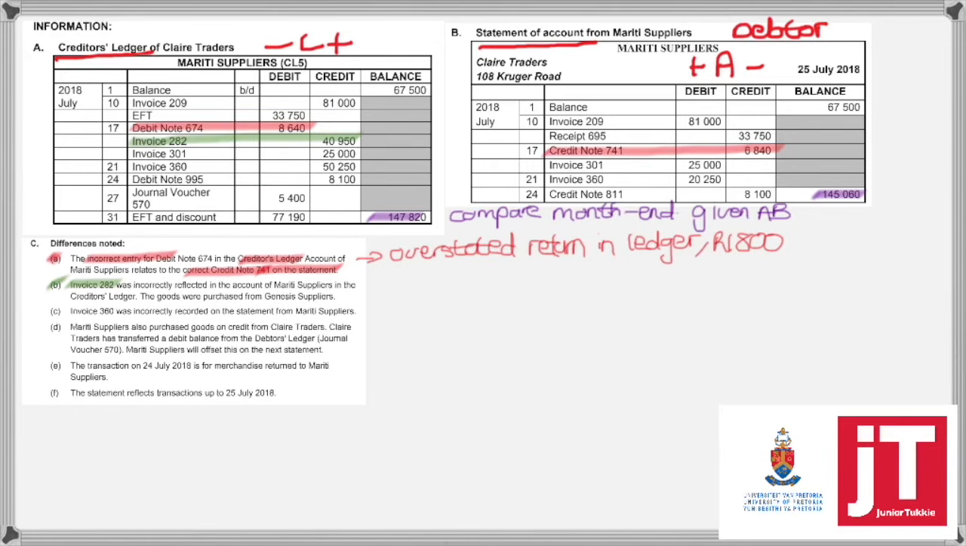So I simply need to debit our account with 40,950. Why do I need to debit it? I need to minus. I owe Mariti suppliers less and owe Genesis suppliers more.